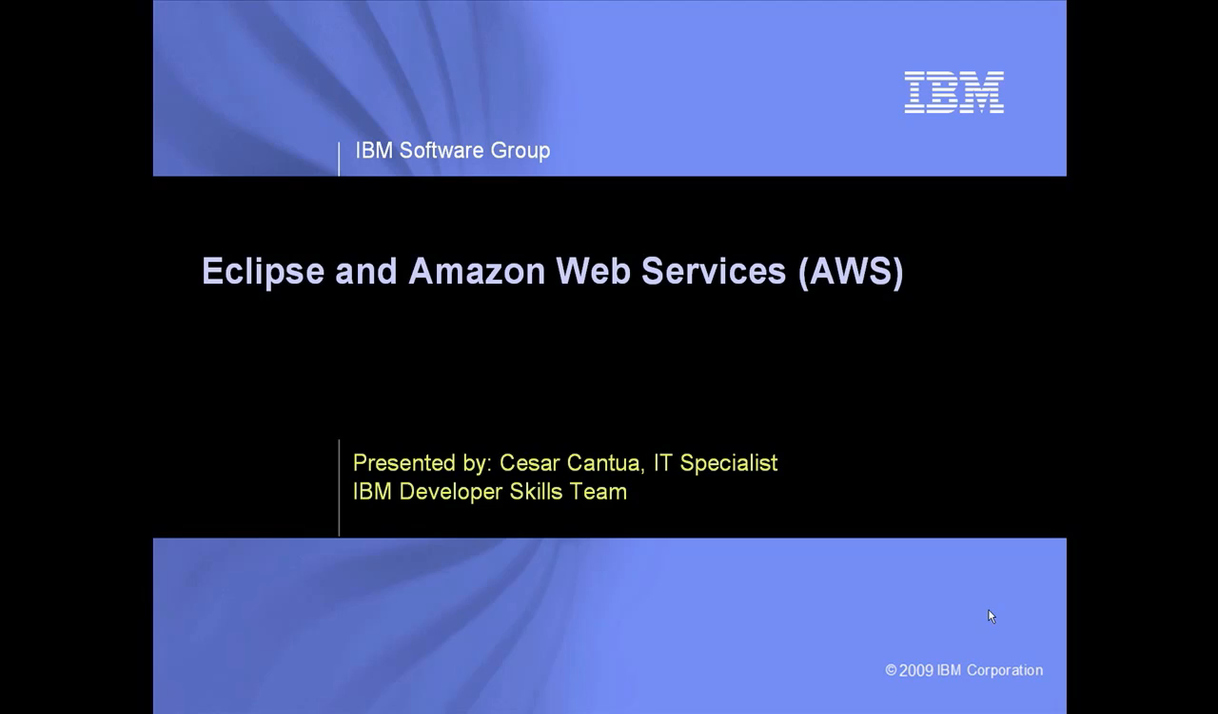In this demo, we will talk a bit about the Amazon Web Services toolkit and how it works with Eclipse. We will then create a simple Hello World Java web application and deploy it to the cloud. For this demo, you will need to have Eclipse installed and set up. You will also need to have an Amazon Web Services account.